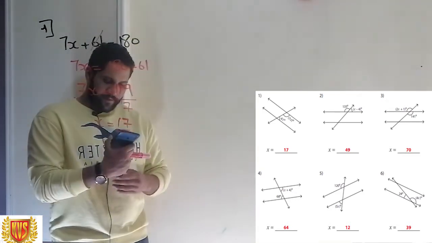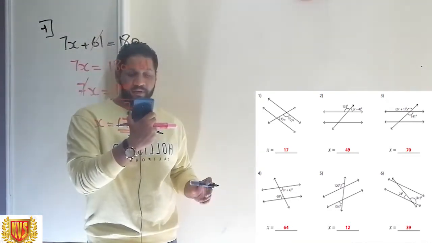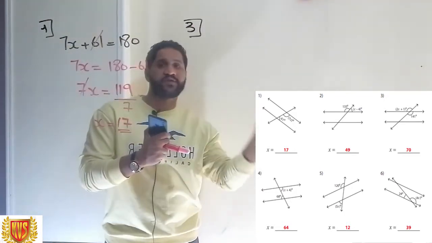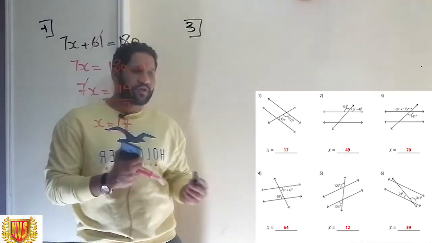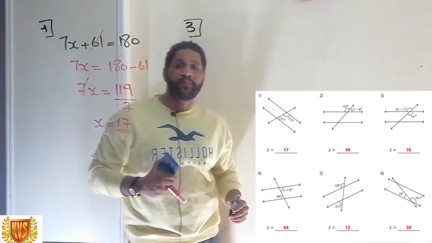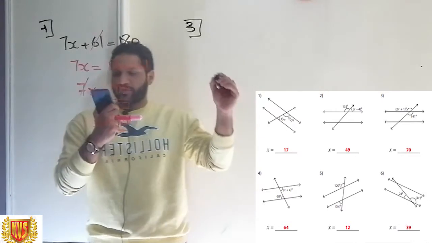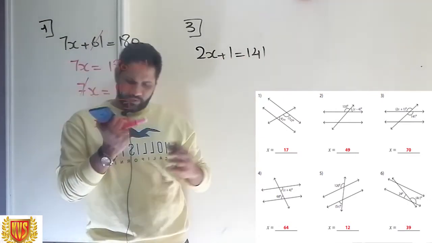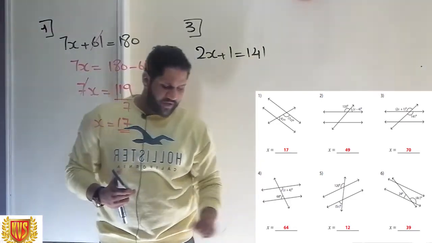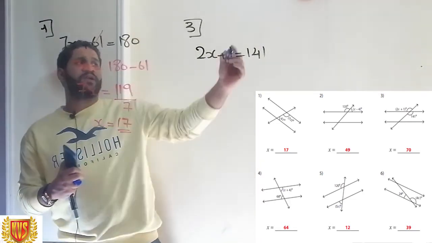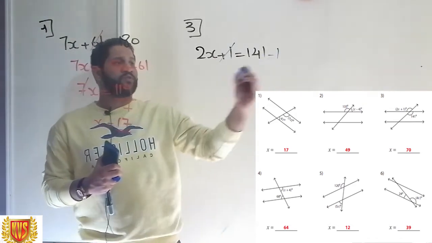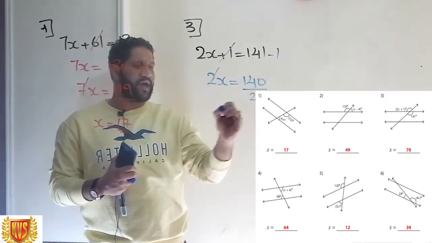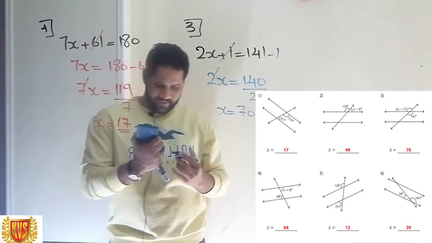Okay. If I look at number 3, I can see that it's two angles opposite to each other. This case is called vertically opposite angles. In the vertically opposite angles, the angles are equal. So that means that 2x plus 1 equals 141. How can I find the value of x? Easy, taking one to the other side by the opposite operation. So 2x equals 140, over 2, x is equal to 70.